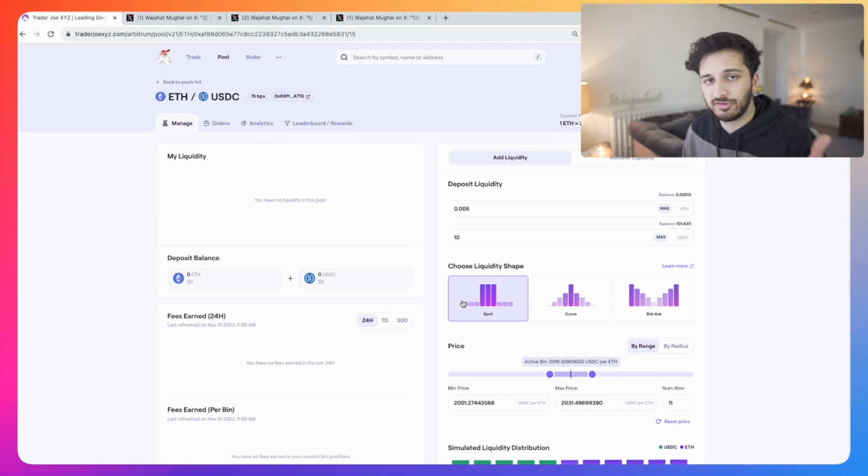You're going to start earning those trading fees. It will auto compound for you. You don't need to claim your rewards or anything like that. The rewards will just automatically compound into your LP. You can remove your liquidity anytime as well. So that's pretty much how it works.